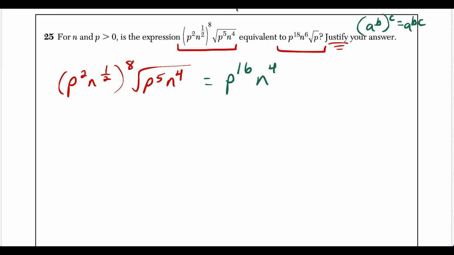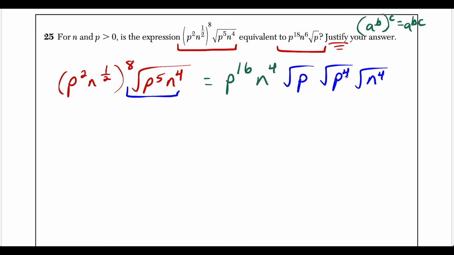And now another rule that we could use here is that when we have radicals like this with the product on the inside, you could break this up into separate radicals. But what I'm going to write this as, square root of p times square root of p to the 4th times square root of n to the 4th like this. I'm actually going to break it into 3 radicals.